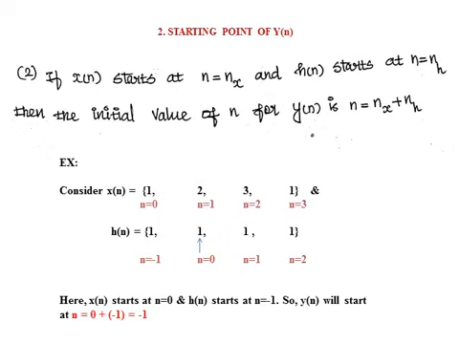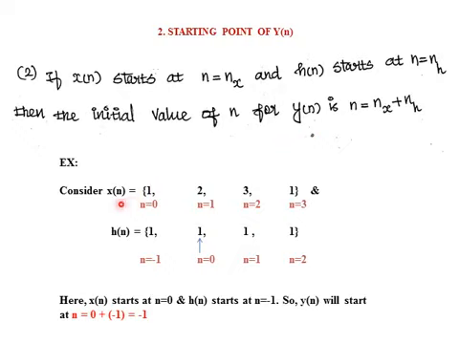In the second step, we will be finding the starting point of y of n. That is, at what value of n, y of n will start. If x of n starts at n is equal to nx and the impulse response h of n starts at n is equal to nh, then y of n will start at n is equal to nx plus nh. This is the formula to find the starting value of y of n.